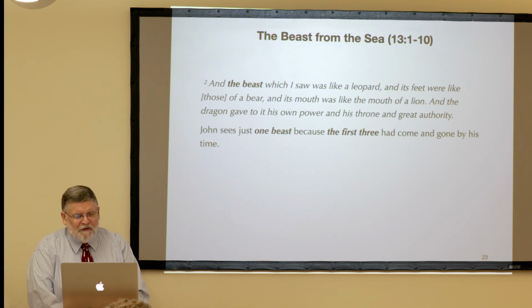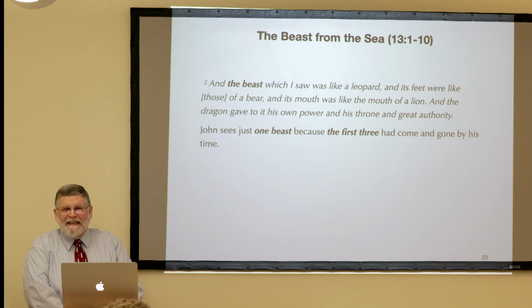Okay. Verse 2. We finally got to verse 2. Somebody read verse 2 for me, please. And the beast which I saw was like a leopard, and its feet were like those of a bear, and its mouth was like the mouth of a lion. And the dragon gave to it his own power, and his throne and great authority.